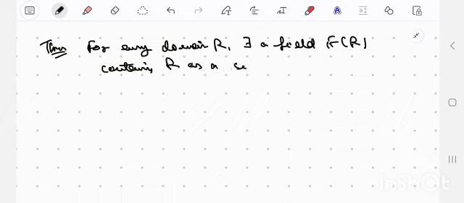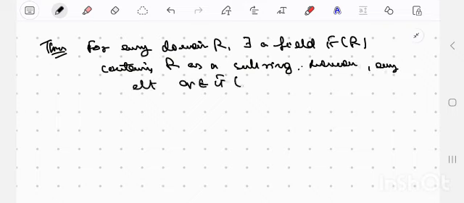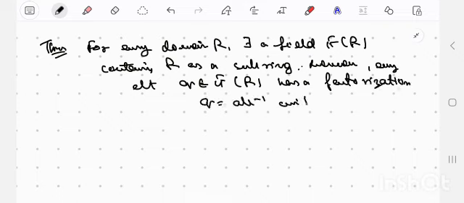domain R, there exists a field FR containing R as a subring. Moreover, every element Q in FR has a factorization Q equal to AB inverse with A and B in R, and B is non-zero.